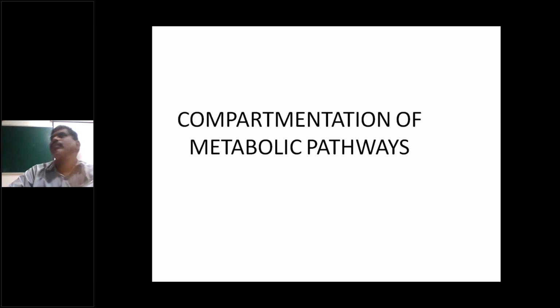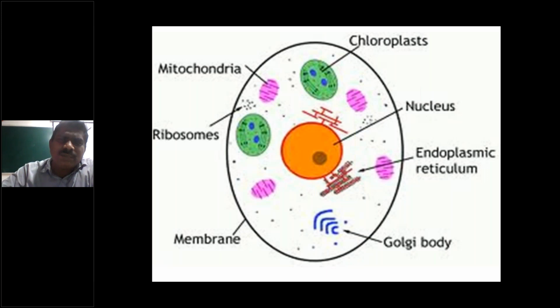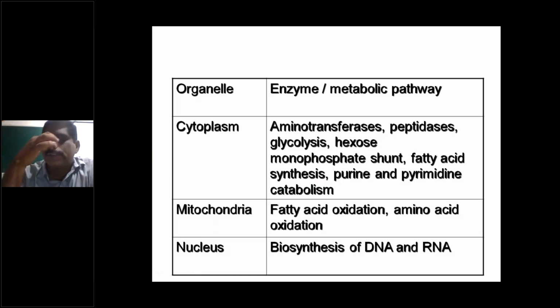Then we move to the next mechanism, compartmentation. Because our cells contain different subcellular organelles: mitochondria, ribosomes, membranes, Golgi body, endoplasmic reticulum, and nucleus. All these are different subcellular organelles, and the enzymes and metabolic pathways are also distributed in different compartments.